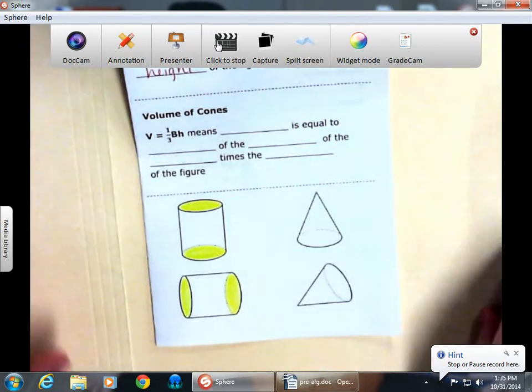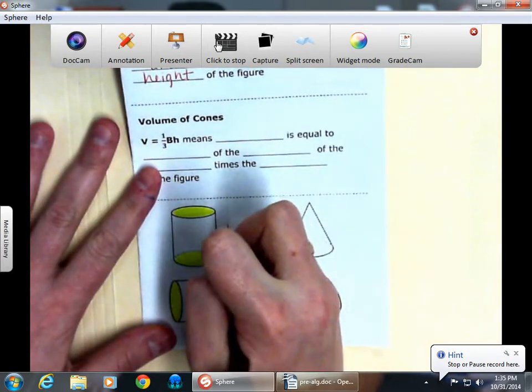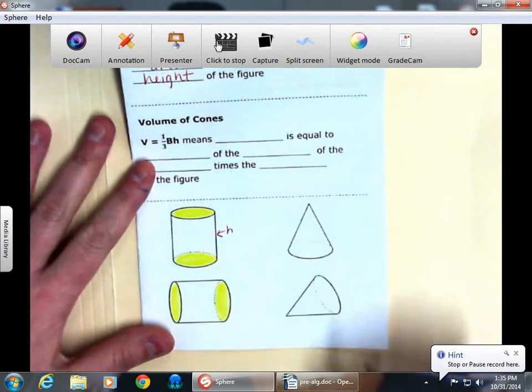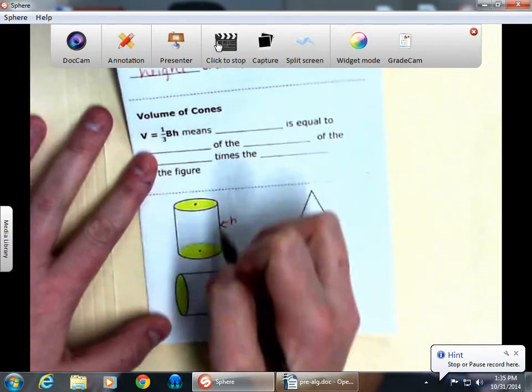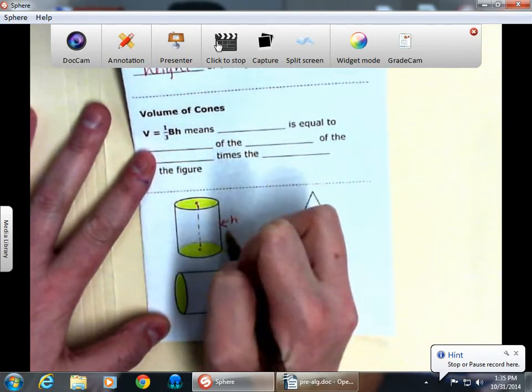So we want to label a few things here. This is your height. Okay, from base to base. Now it might also be a point here with a line. That could also be your height.